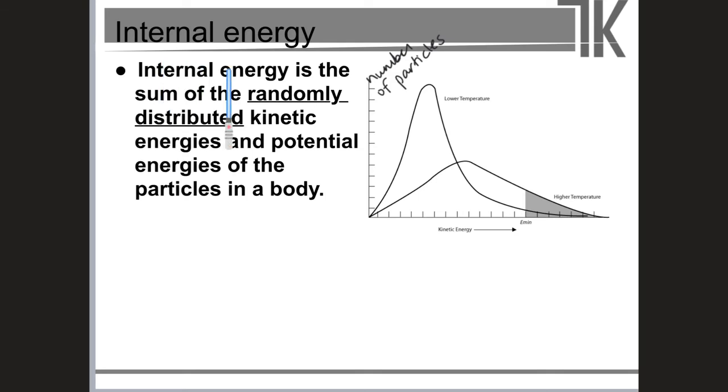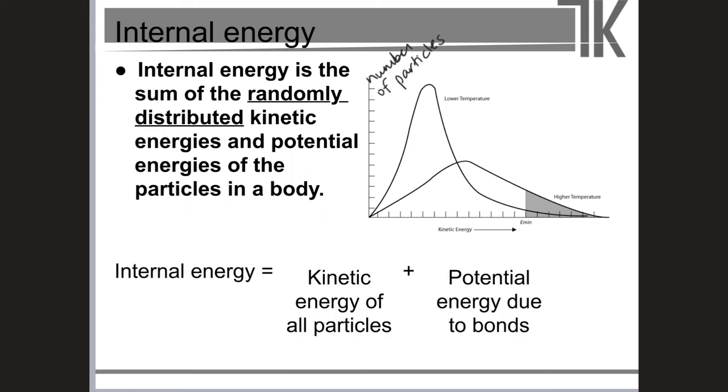So our internal energy definition relates back to the fact that we've got randomly distributed kinetic energies. So there's a whole bunch of different energies inside that solid, liquid, gas, whatever it is. And it also relates back to the potential energies of the particles. Remember, that depends on their bonds. So if we were to sum this up, the internal energy is equal to the kinetic energy of all particles plus potential energy due to bonds. This is a definition that your exam can ask you. This is definitely something that you want to get into your notes.